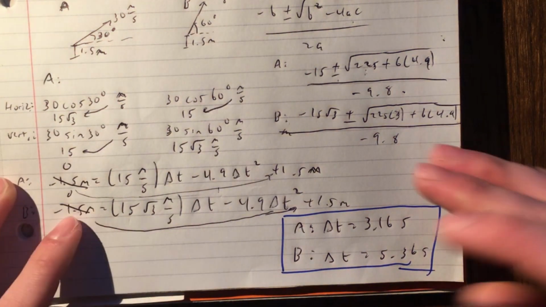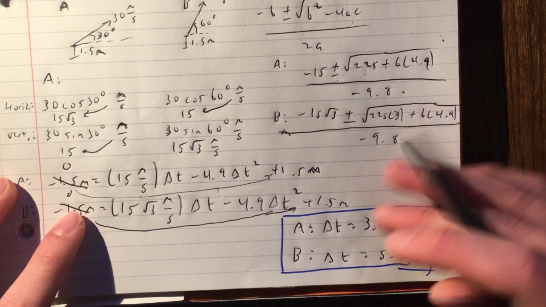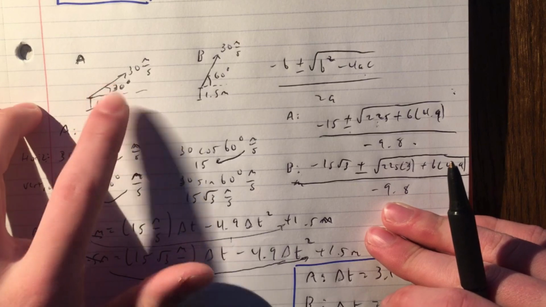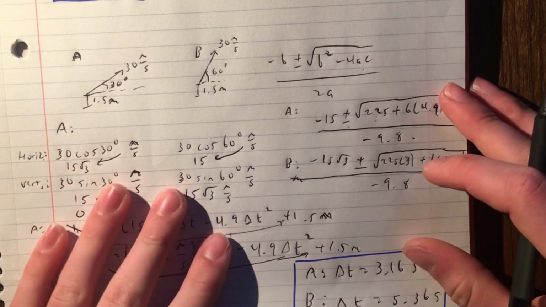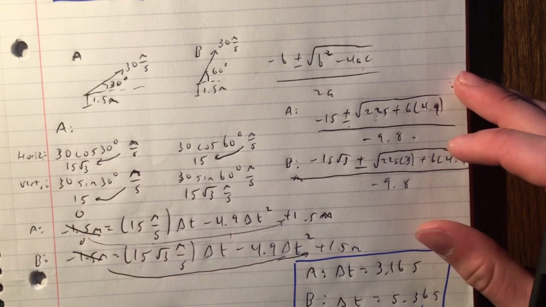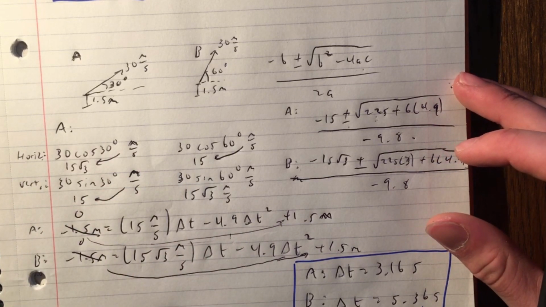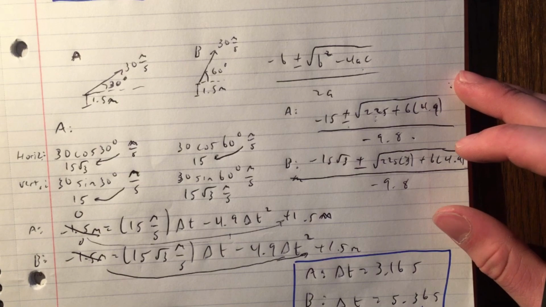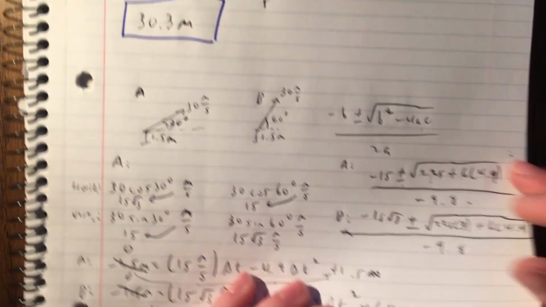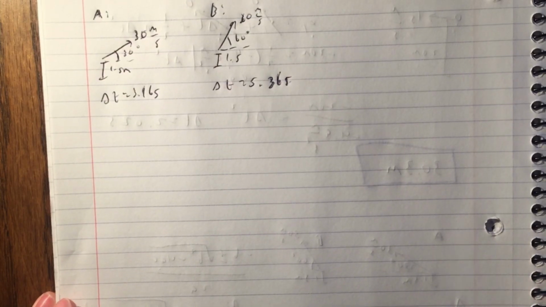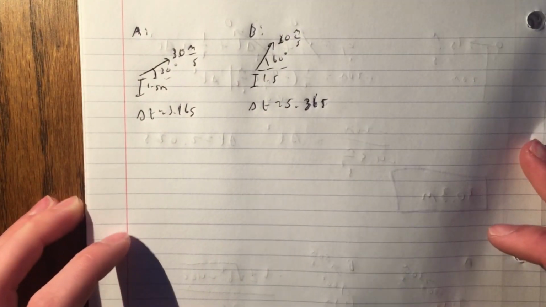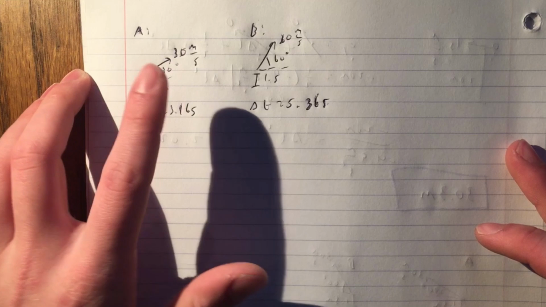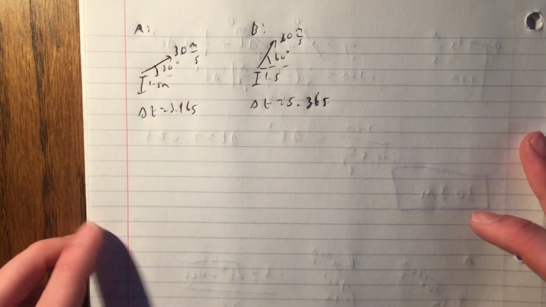Now we have to multiply these times by the arrow's horizontal velocities. I'll just rewrite some of the stuff here on the next page and make it easier. Now that we have the times, we just need to multiply these by the horizontal velocity.